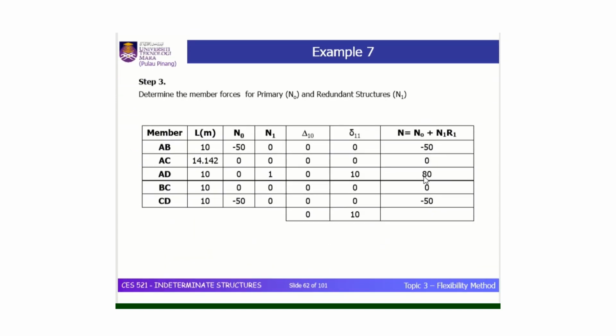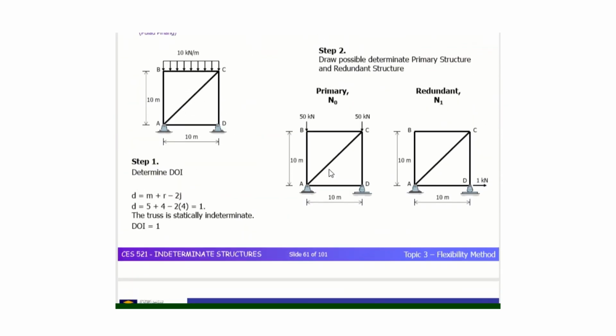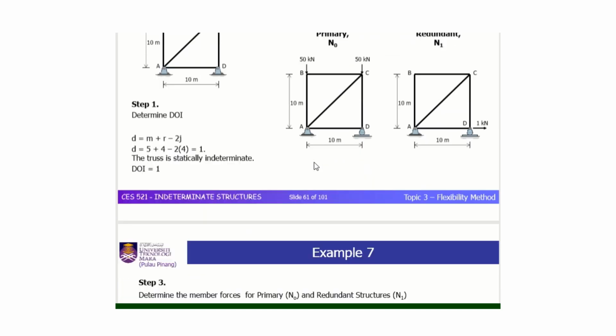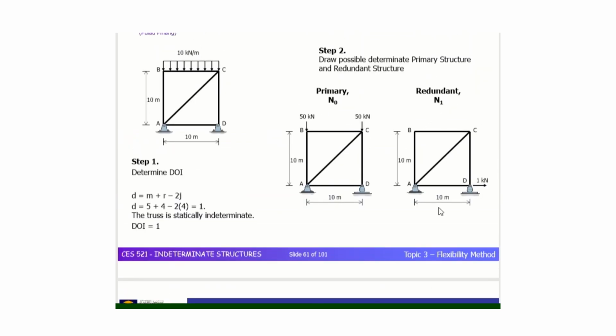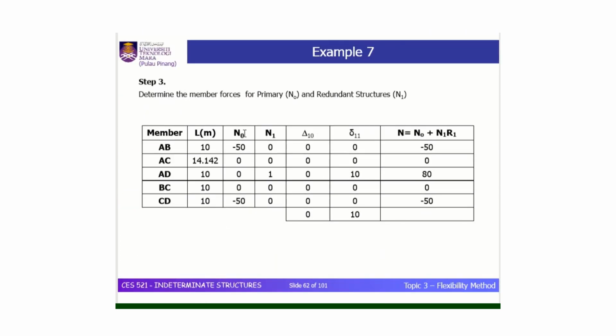Next, you need to calculate the internal forces for primary and redundant. You need to calculate the primary and redundant in terms of internal forces using this N0, which means the internal forces for the primary structure. N1 is the internal forces for redundant number 1. This is the length of the member, and these are members AB, AC, BC, and CD.